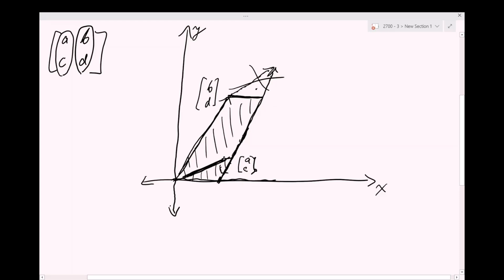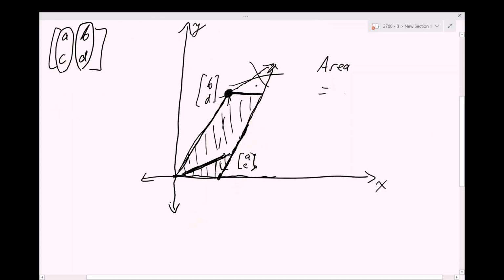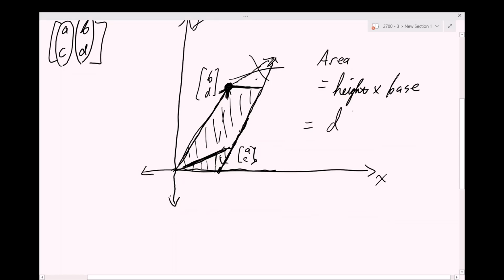And we already know the height, because the height of this thing is just going to be the y coordinate of my BD vector. So my area, which is, let's say, height times base. Well, we already know the height. The height is the y coordinate of this vector here, so I already know that's D. And now we just need, what's this base?